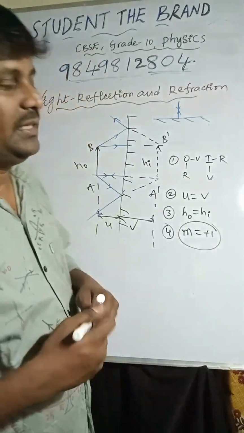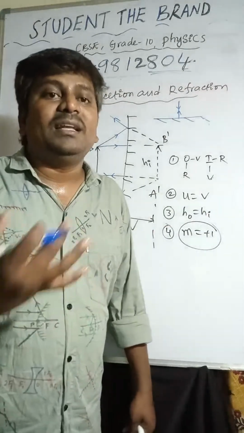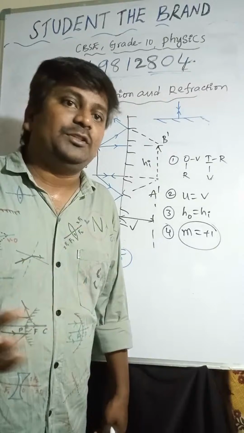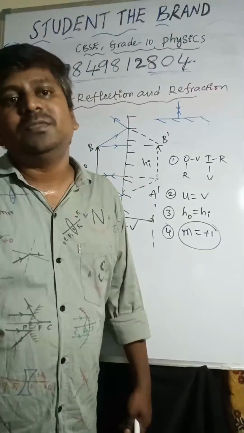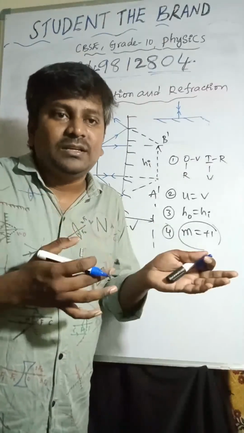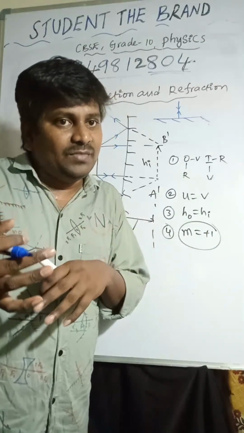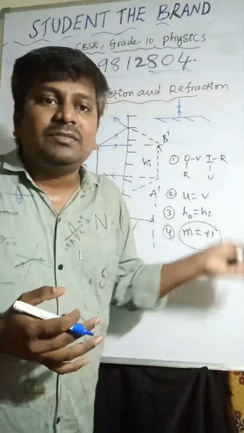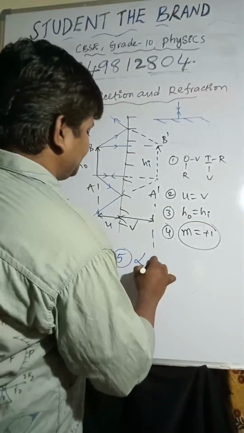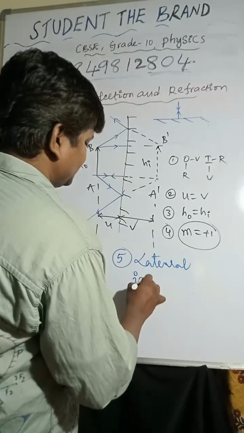And the fifth one is that it also shows lateral inversion. What is lateral inversion? The phenomenon in which the right side of the object appears to be the left side of the image, and the left side of the object appears to be the right side of the image. This mirror image is called lateral inversion.